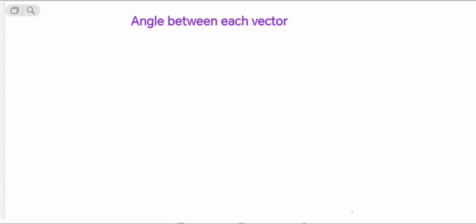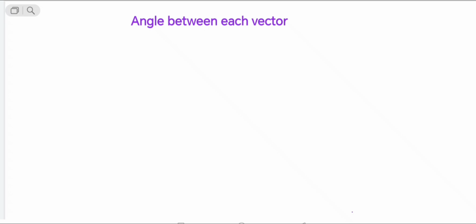Today we are going to learn how to find the angle between each vector. Vector is given and what is the angle between them. Okay, look here. First we need to understand the concept. What is a vector? We already studied.